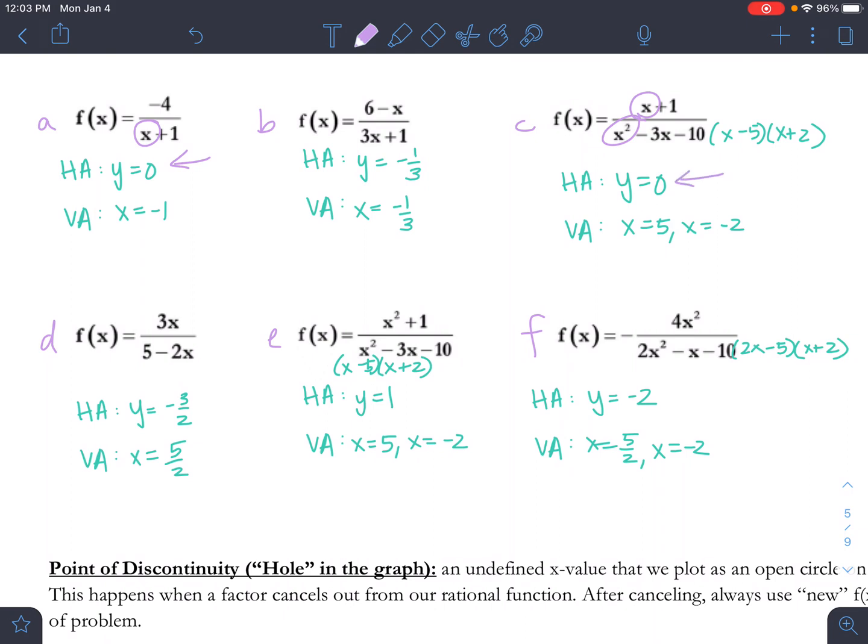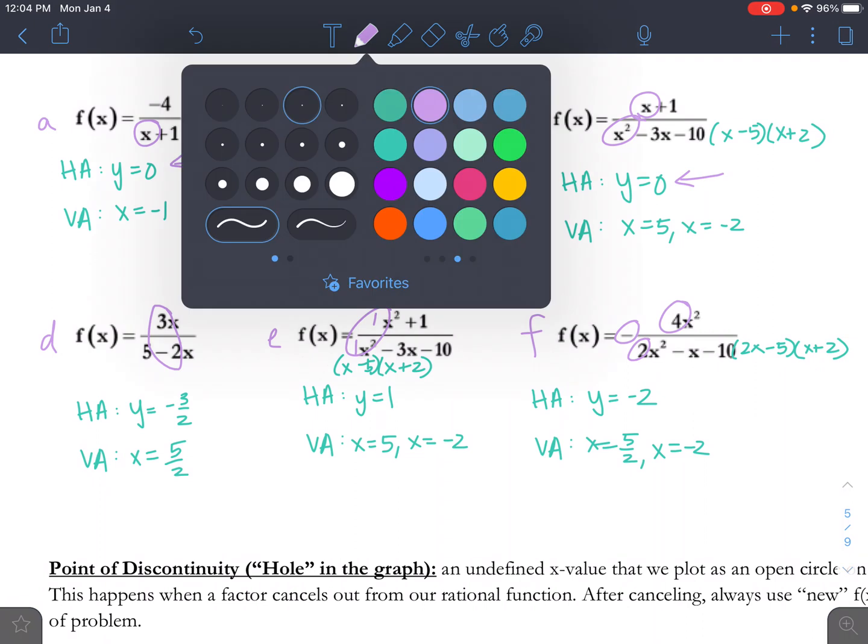In all other scenarios that I'm going to be giving you this year, if it's the same power, we look at the leading coefficients. 3 over negative 2. This one is 1 over 1. This one is, don't forget that negative, 4 over 2, which is negative 2. Negative 1 over 3, which is negative 1/3. So that's for horizontal asymptote. And again, there can only be one of those, so don't look for more than one.